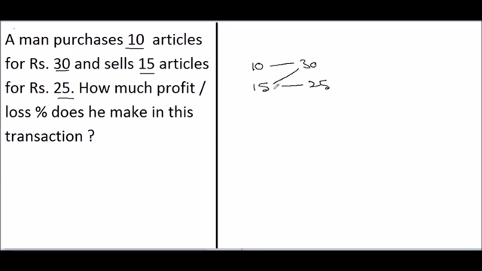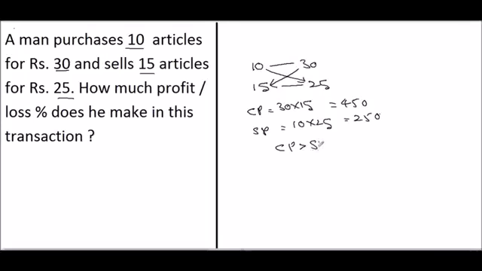Go with the cross multiplication here, right? These two and again these two. 30 into 15. This will become the cost price. Remember, 30 into 15. And selling price would become 10 into 25. Now obviously this is 450 and this is 250. There is a huge loss in this transaction because cost price is more than that of selling price. Now here net loss is equal to cost price minus selling price. So that is 450 minus 250. Now there is a loss of 200.